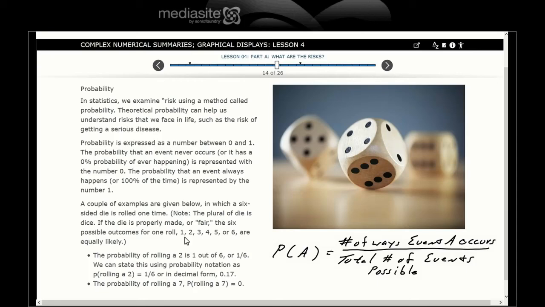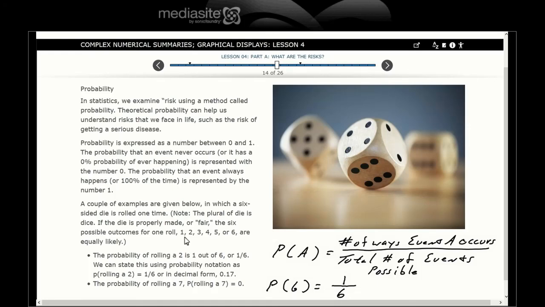Let's go with the 6-sided fair die. Probability of rolling a 6. Well, let's see. How many ways can you roll a 6? How many 6s are on a 6-sided die? Well, there is only one way a 6 can come up. Well, how many possible events are there when you roll a 6-sided die? Well, there are 6 possible numbers, 1 through 6.